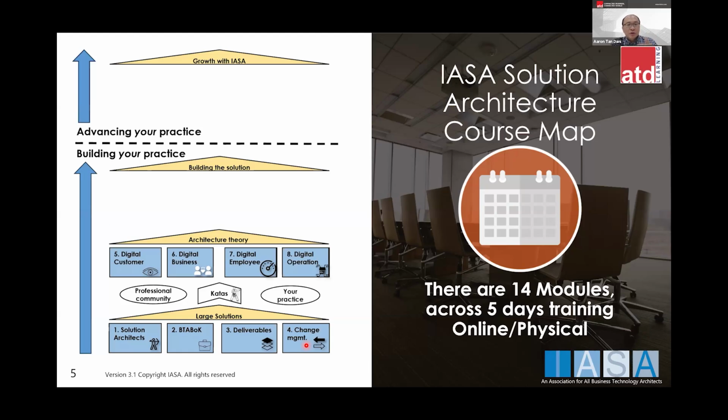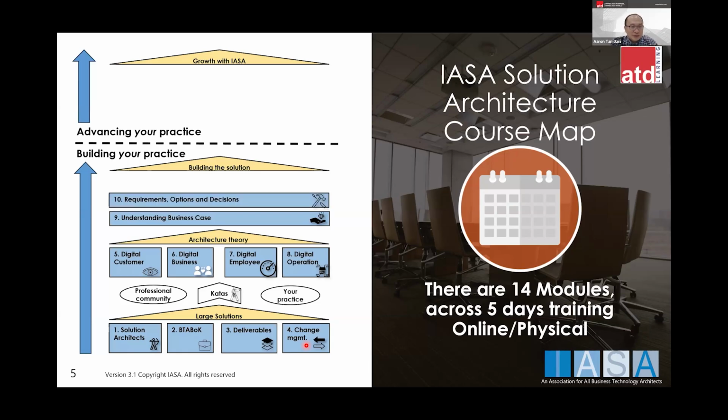Then we are ready to build a solution, right? So now we need to understand the business case. What is the business case we are in? And of course, an architect cannot escape from this context about the business case. You need to know what is the business case about the solution that you are working on, right? Is there a strong business case? So this is the topic: understanding the business case.